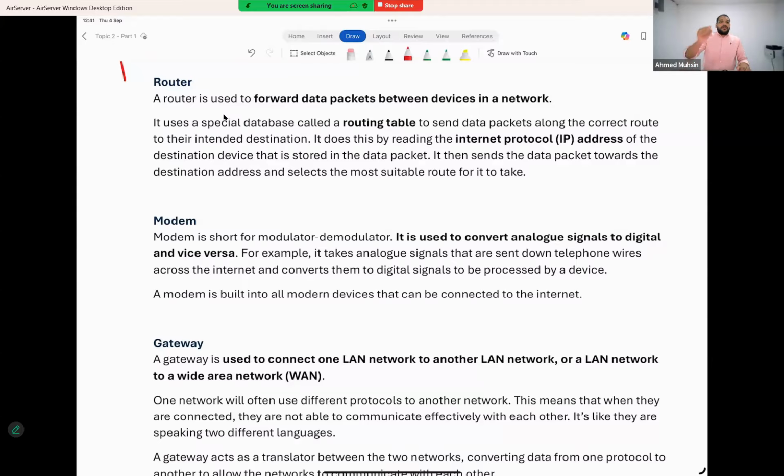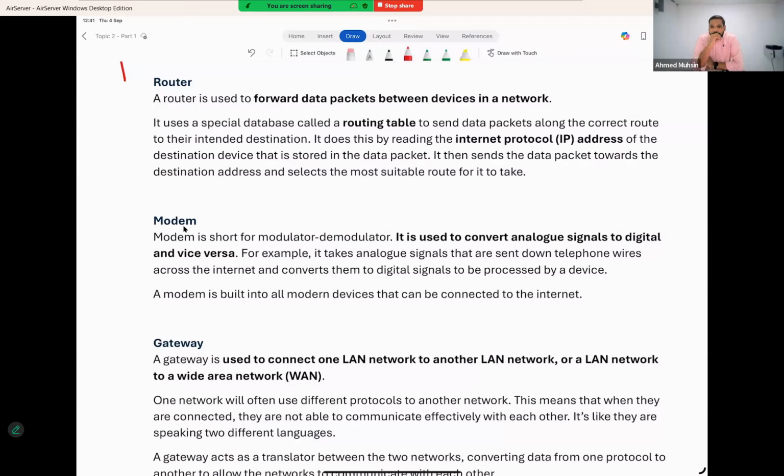Okay, right. So guys, we have seen network interface card, we have seen hub, we have seen switch, we have seen router. We have gone through all these devices, right? Can we come down to the next one, which we call modem? Everybody, can we come down to modem? Modem is short for modulator demodulator. What does it do? It converts analog signals into digital signals.